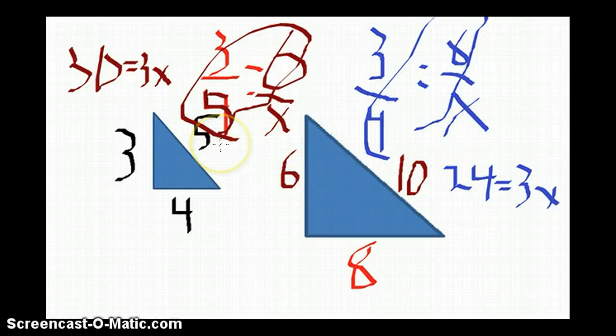On the second one we solved, we took 3 over 5 because we knew that 6 and 3 were similar sides. So we took 3 over 5, which was the side we were trying to find on our new shape, equals 6 over x, because x was the side that corresponded with the 5.